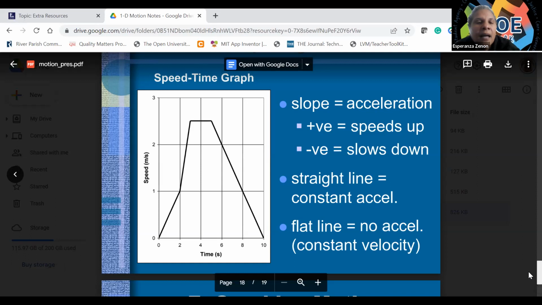And then a flat line, no acceleration, constant velocity. So straight line means the acceleration is constant. Flat line means the velocity is constant. That's why it's really important that you understand the distinction between velocity and acceleration.